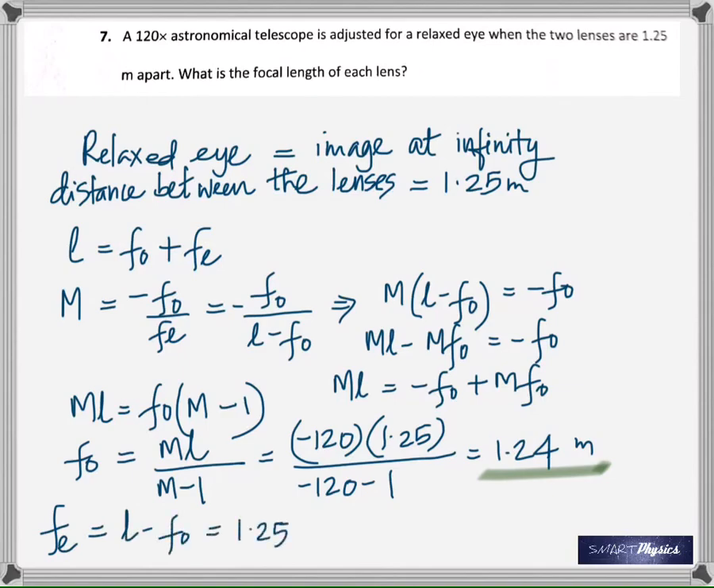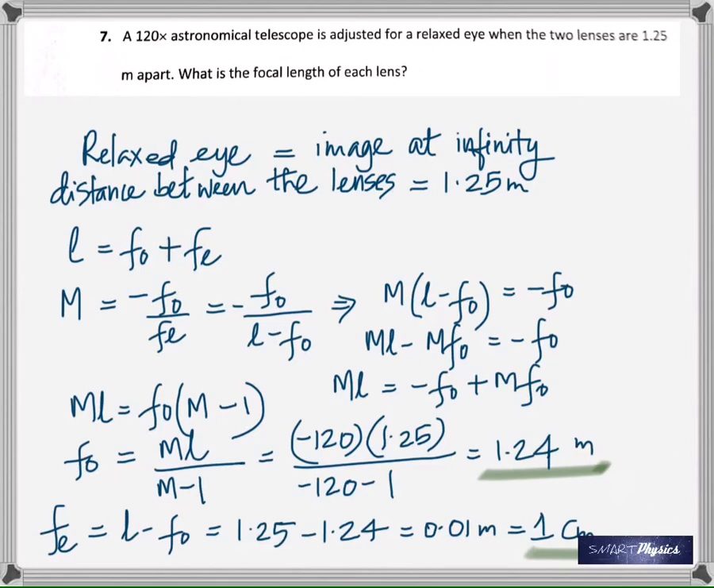And so what is Fe? Fe is 0.01 meters. So understand that it's so close. The distance is actually the sum of the two focal lengths. If you look, the distance between the two lenses, so the length, is the sum of these two.